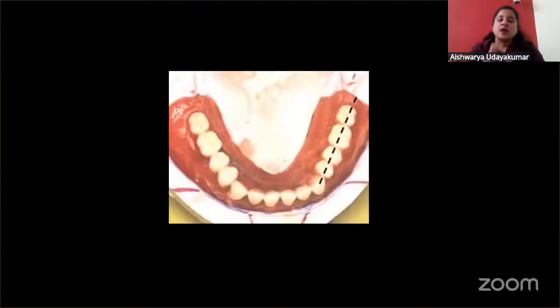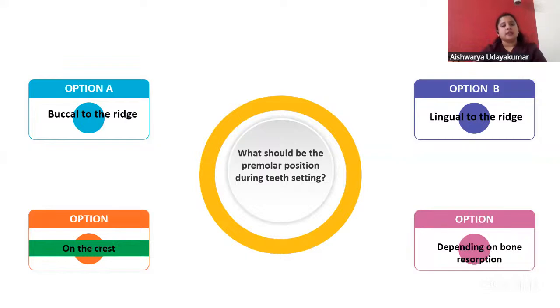Again, check this. After setting the anteriors, from the canine's incisal edge or the canine's buccal, we draw a line through the retromolar pad, which cuts the occlusal rim in the middle, and that is where we set the teeth. This is from the retromolar pad's middle to the canine. When we draw it, it automatically comes on the crest of the ridge. The premolars are set on the crest of the ridge.